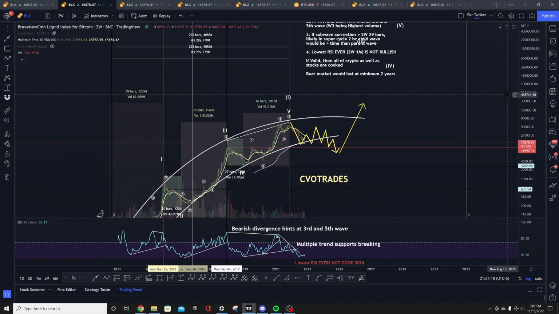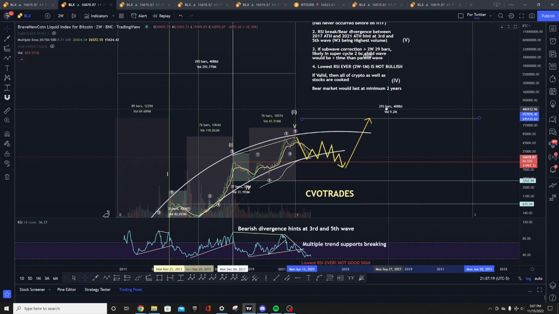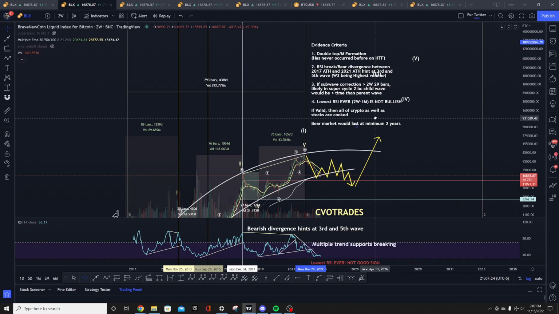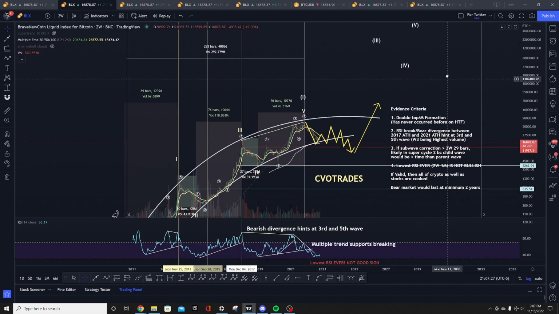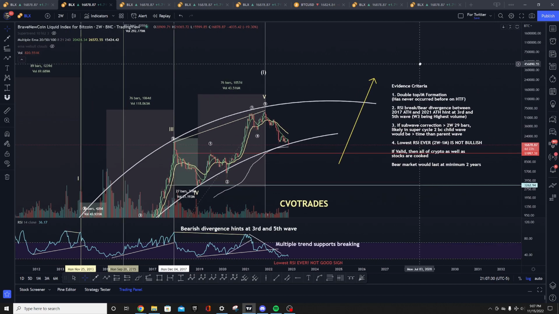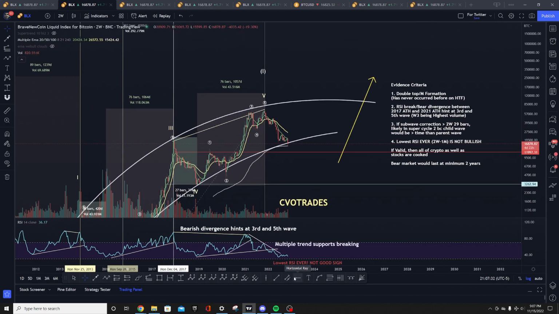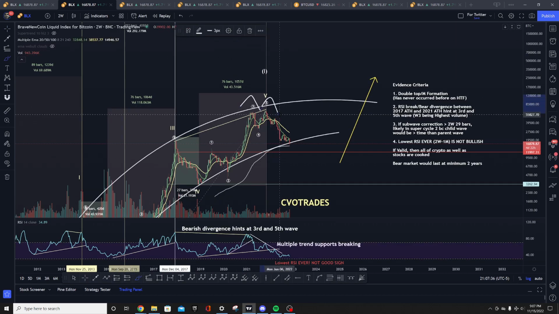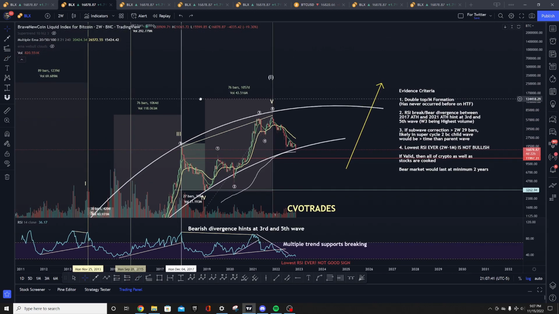I don't think that's likely. I'm just putting that out there for your awareness. And then you guys can see in my notes the evidence criteria. Never before in a high time frame has Bitcoin ever put in an M formation or a double top. I like to call it the Batman, like this. Never seen that before on Bitcoin in its history in a high time frame.